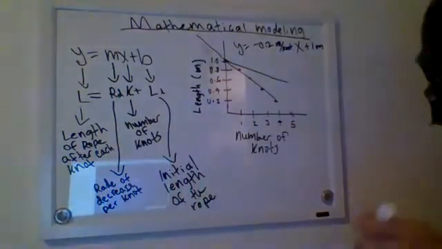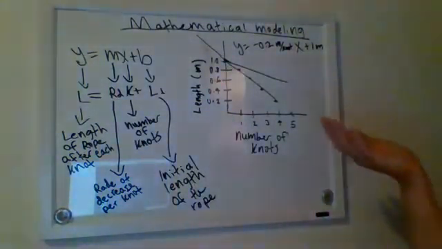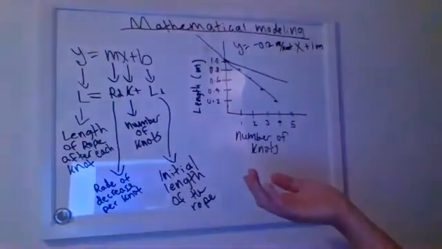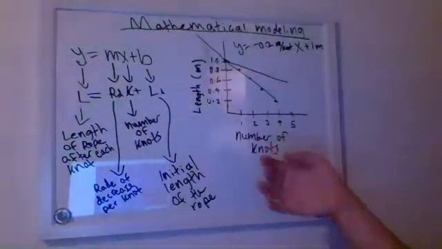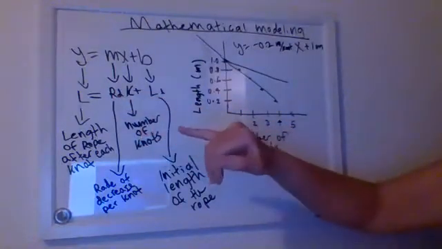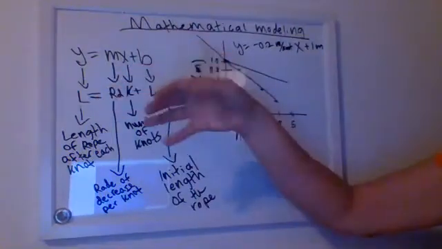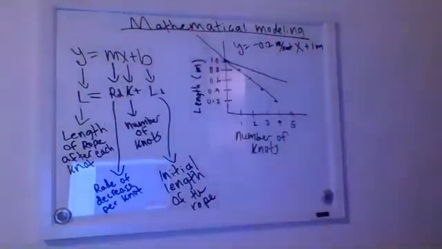So this is what mathematical modeling means. Now, if you hand me any rope at all, I could tie 1 knot and measure the rate of decrease, and I could measure the initial length of the rope. And now I have an equation that I could use for that rope. So mathematical modeling is all about generalizing an equation to make it something that you can use in any case.